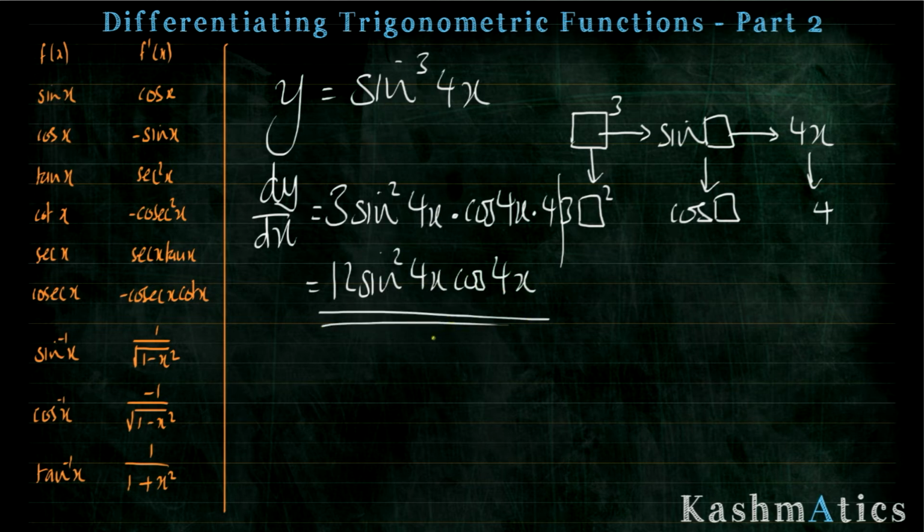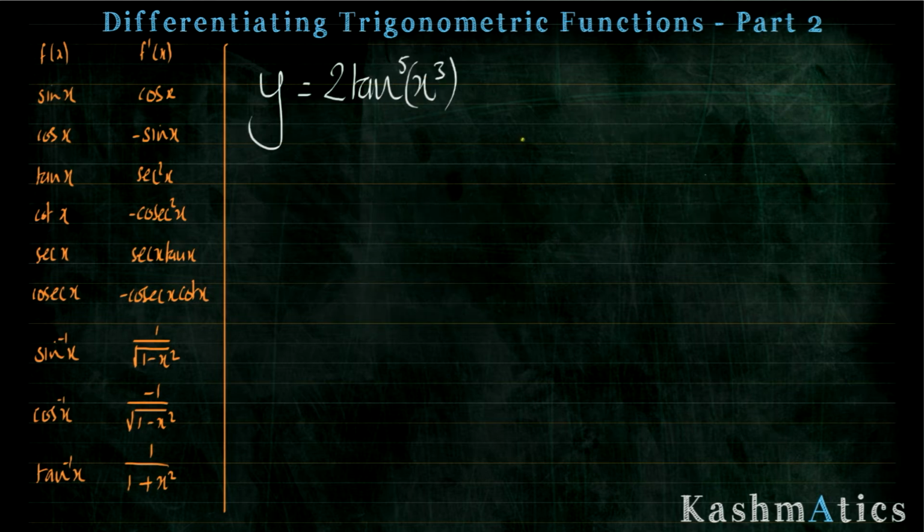So if you need to, pause the video and look through that again, and then I'll put up one for you to try. So here we've got 2 tan to the power 5 of x cubed. Don't worry about the 2 just for now, we just need to make sure the whole thing's multiplied by 2. But think of the order of the operations and how you can differentiate using the chain rule without having to write down the whole chain rule business. So pause the video and I'll go through it in a bit.